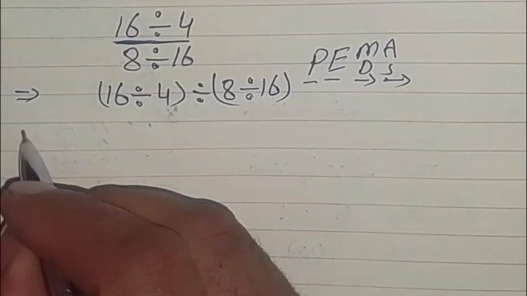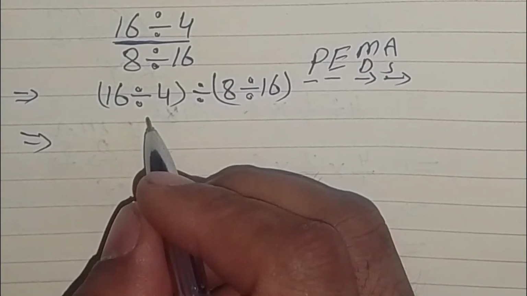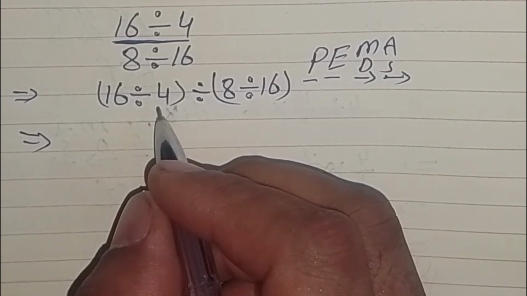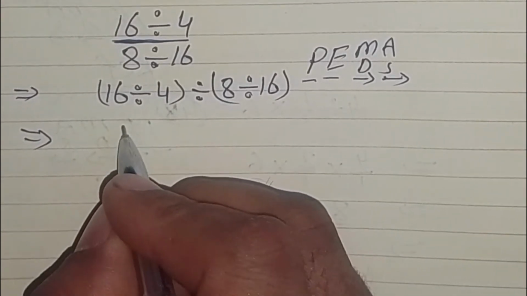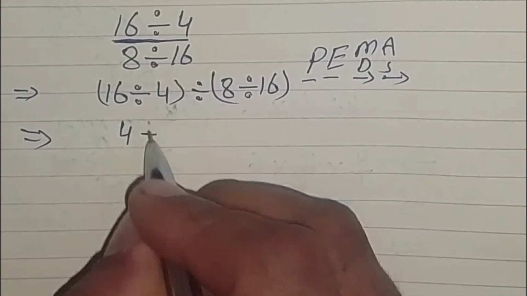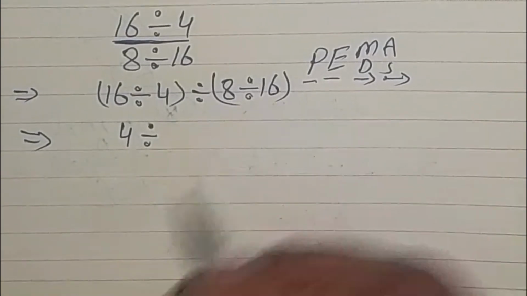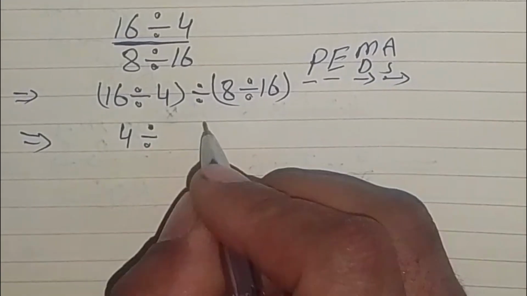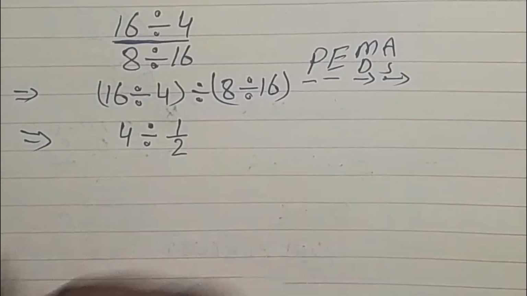We solve the numerator. So 16 divided by 4 gives us 4, divided by 8 divided by 4 gives us 1 over 2.